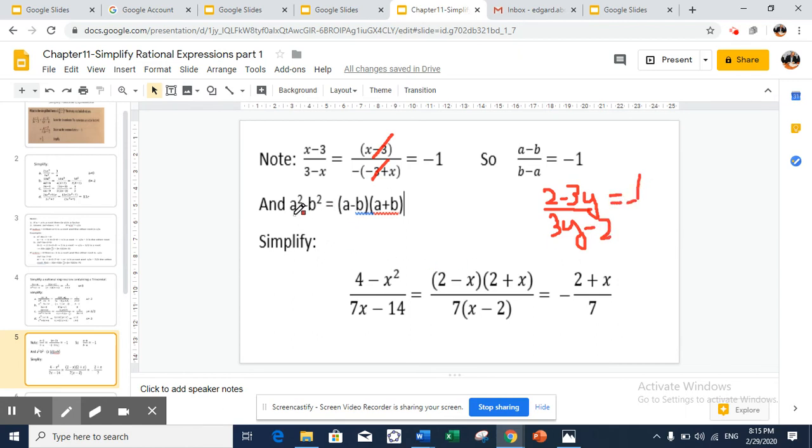Don't forget that a square minus b square is a minus b into a plus b. So here, if you have 4 minus x squared, it's of that form, 2 minus x into 2 plus x. Here I can put 7 in factor, divide here by 7 and here by 7. What do you get inside? x minus 2. 2 minus x and x minus 2, using this property, you put minus before and 2 plus x over 7.